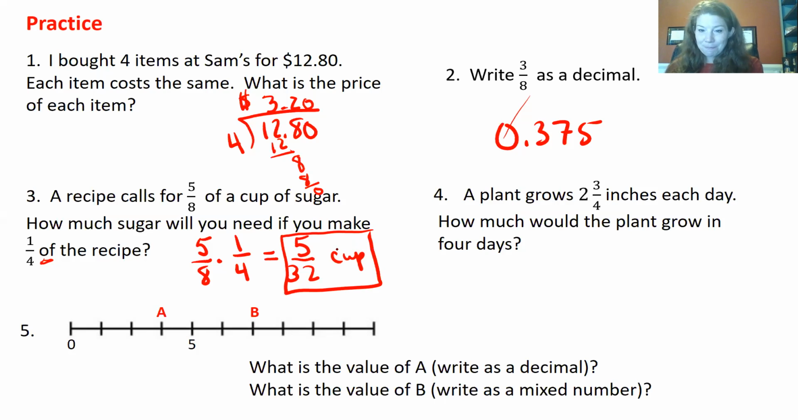Anyway. All right, number 4, a plant grows 2 3/4 inches each day. How much would the plant grow in 4 days? Well, what would we do here? So for one day, it'd be 2 3/4 inches.